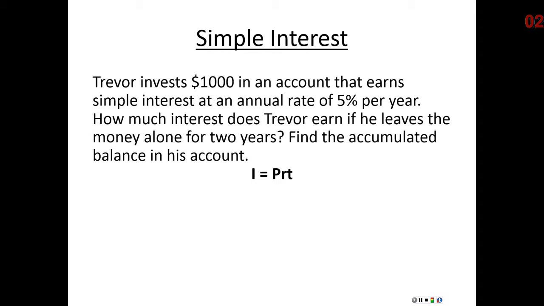Okay, so now our next step is to do it for several years. What if he left it alone for 2 years instead of 1 year? It only earns 5% each time. So you have 1,000 times your interest rate of 0.05 times 2, which gives you $100. So it's 50 plus 50. You don't have a curve, you don't have an exponential or anything of that form. It's just $50 every time.